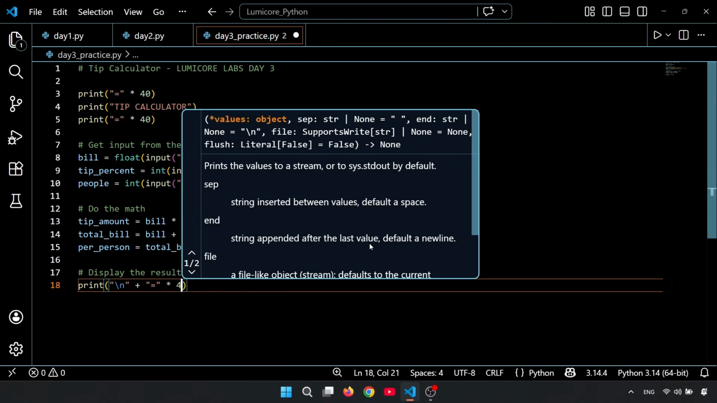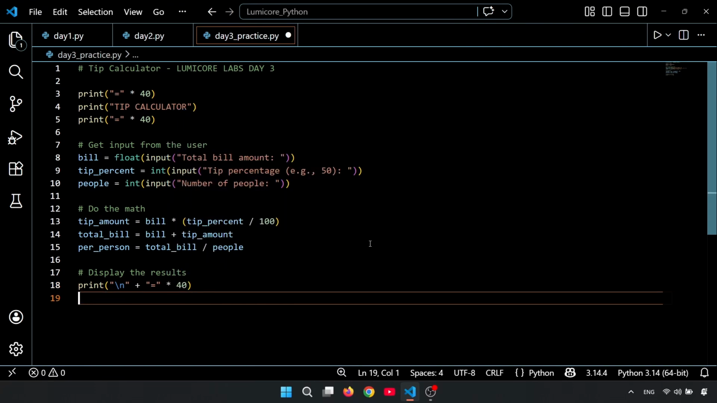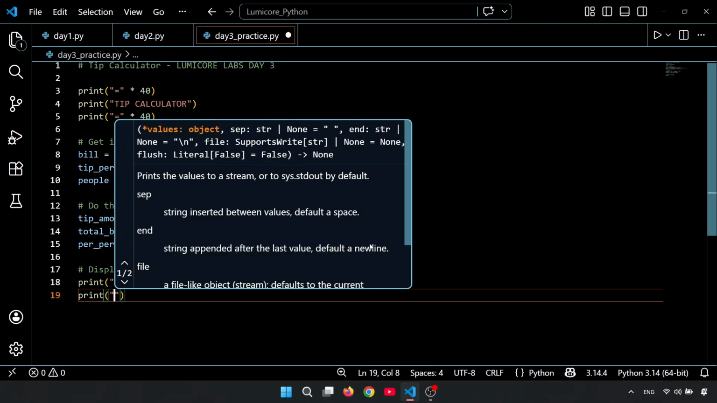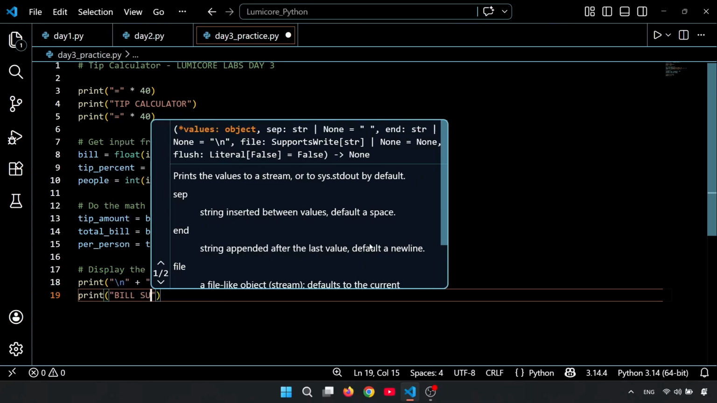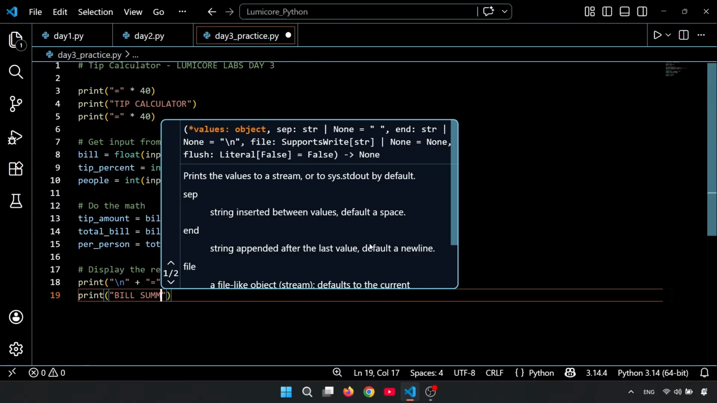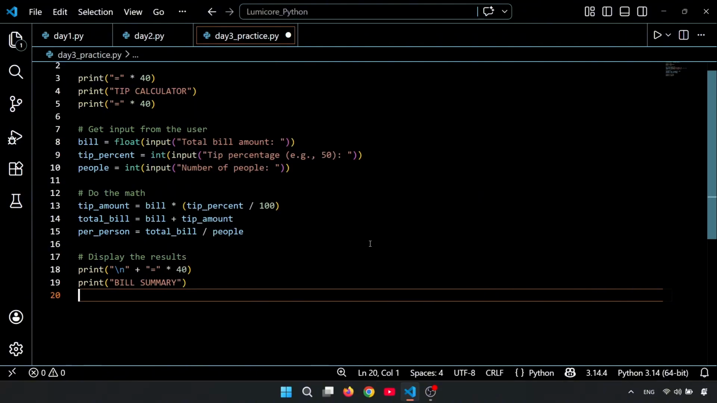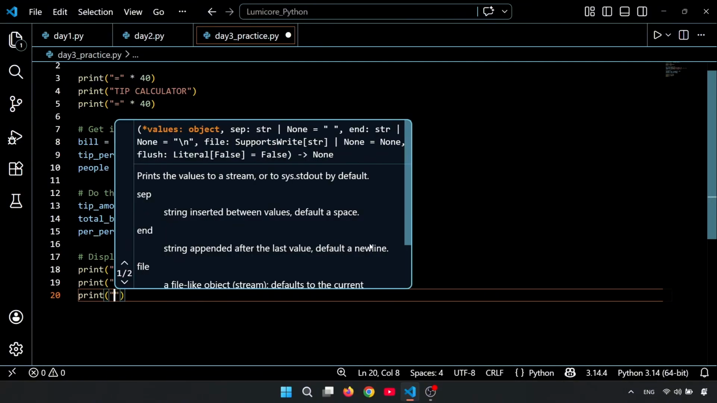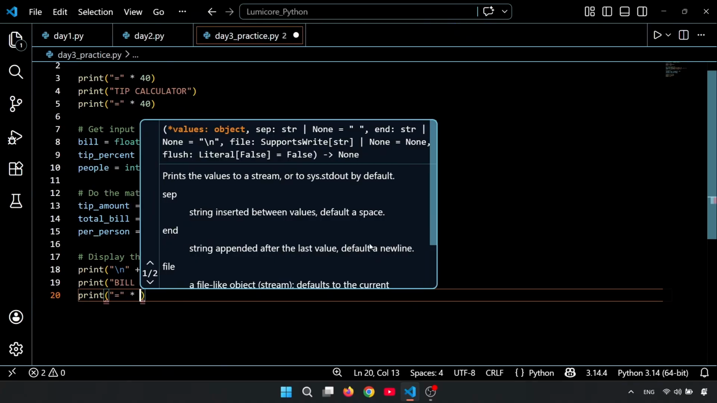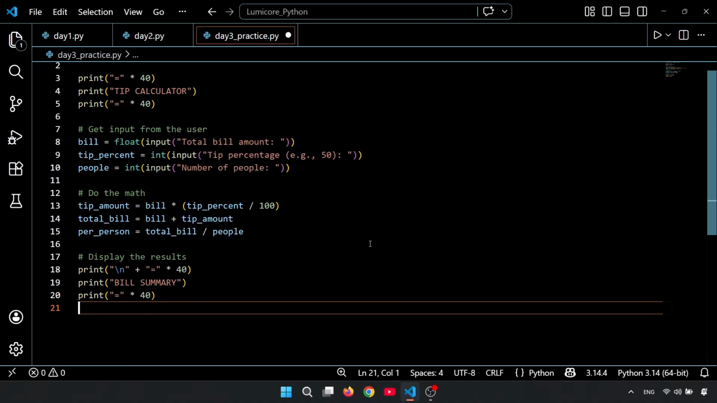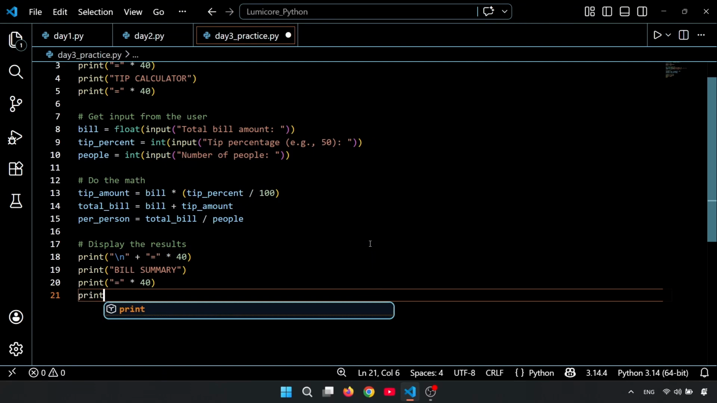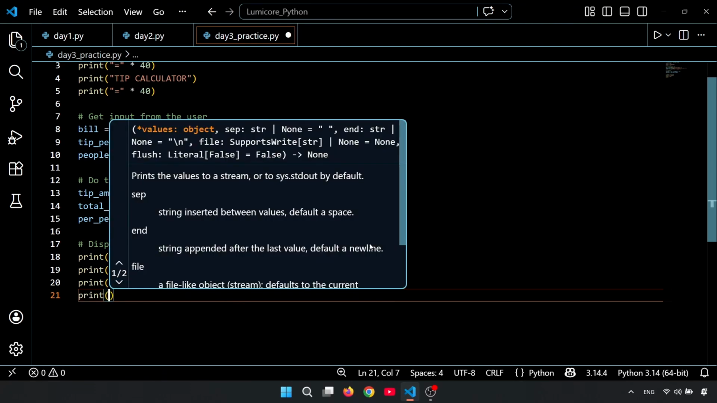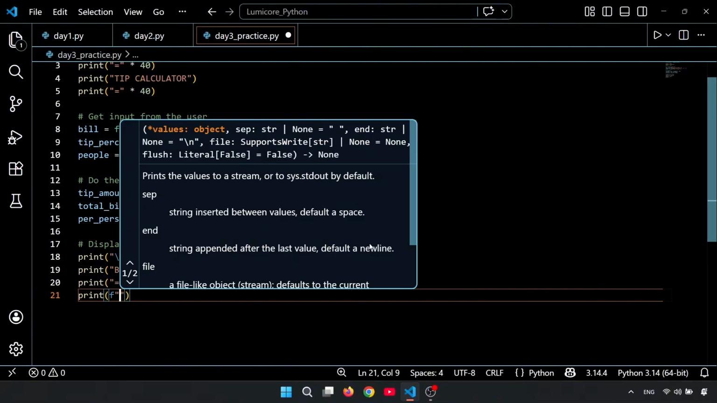Now let's show the results. The \n adds a blank line before the summary, and another separator line keeps things organized. I'm using f-strings to format the output.